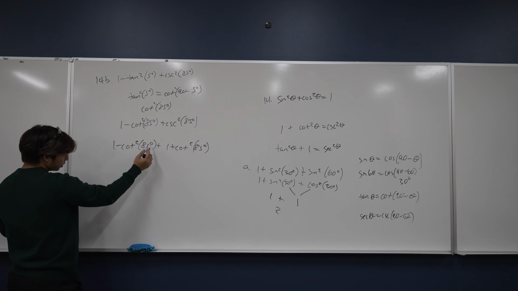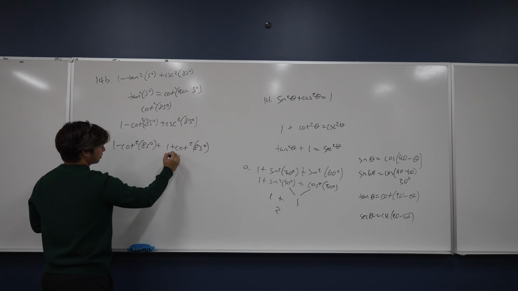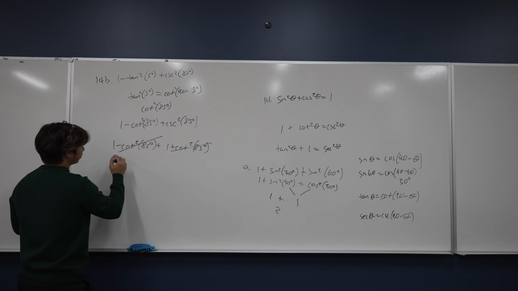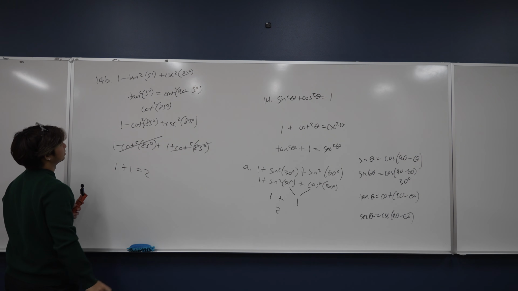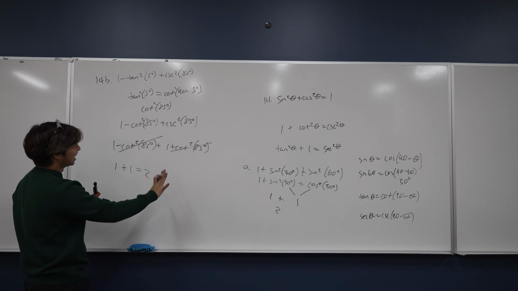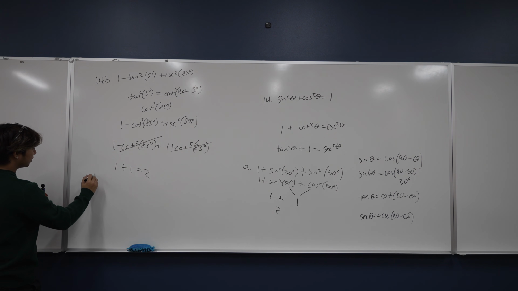So negative cotangent 85, and this is plus cotangent 85, so these kind of cancel out, and we're left with what? 1 plus 1. So yeah, another 2. As simple as that. Well, not simple. This was a little complicated, I'm not going to lie. But let's move on to the next one.